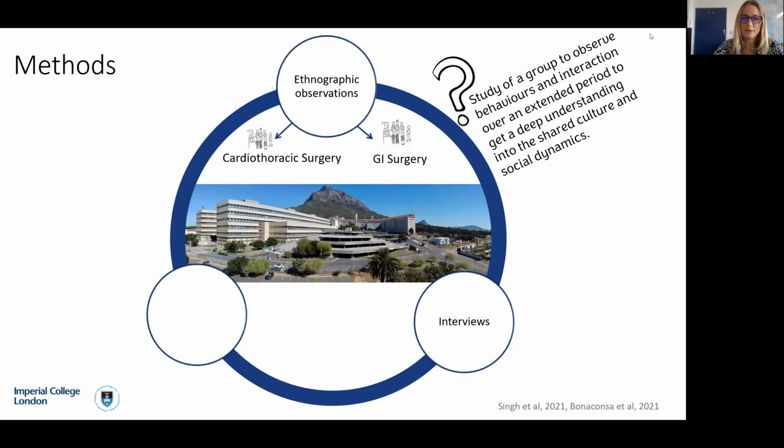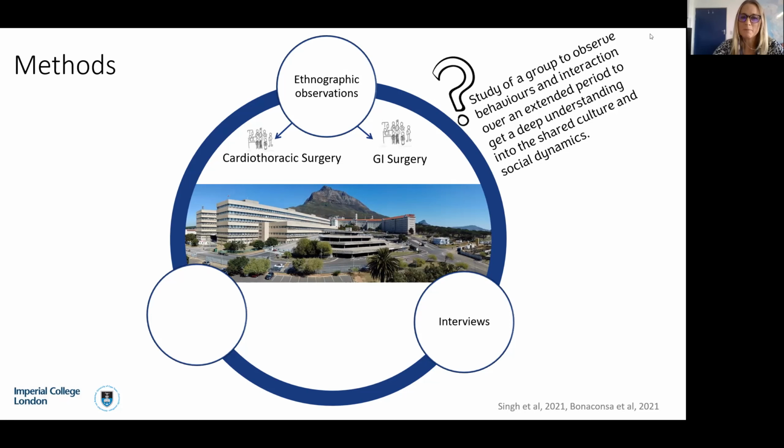So Uluchi and I were employed to work on the ASPIRE study at the Cape Town study site. In parallel, this was also happening at Amrita Hospital. And we were focused on understanding antibiotic prescribing practices in the cardiothoracic surgical teams, as well as gastrointestinal surgical teams.